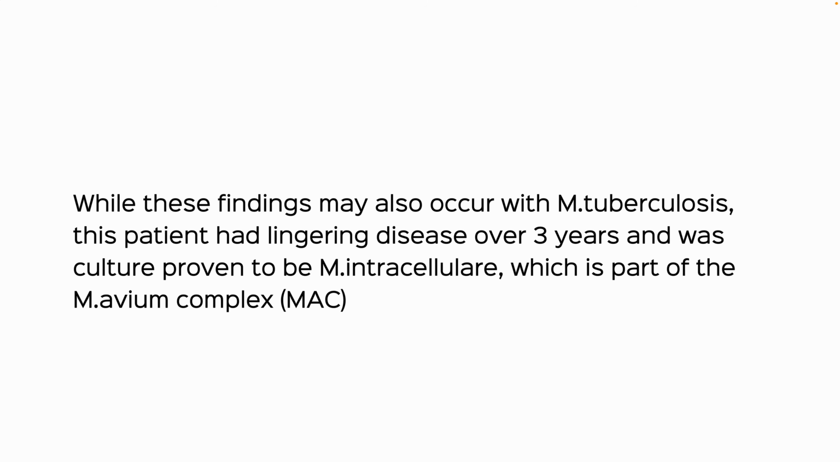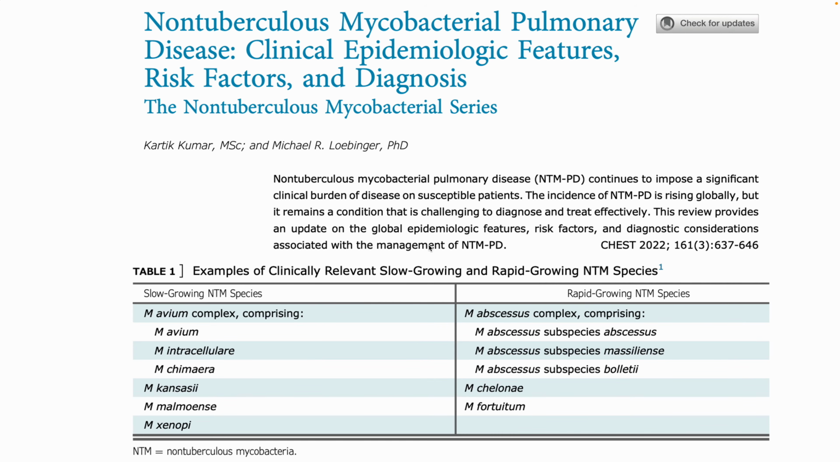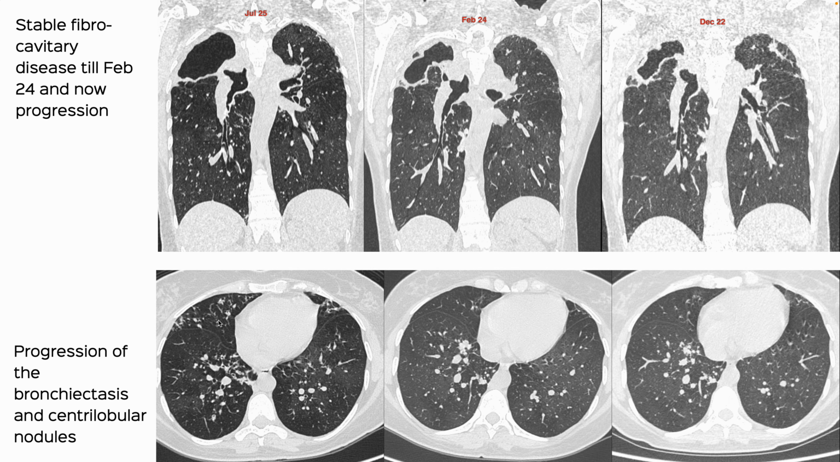Now, these findings in our country can occur with standard Mycobacterium tuberculosis, but this patient had lingering disease over 3 years and was culture proven to be Mycobacterium intracellulare, which is a part of the Mycobacterium avium complex, or MAC. And this paper from 2022 has this nice table differentiating slow growing from rapid growing NTM species and the different ones that we see in practice.